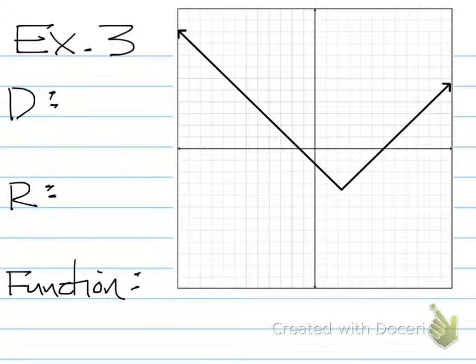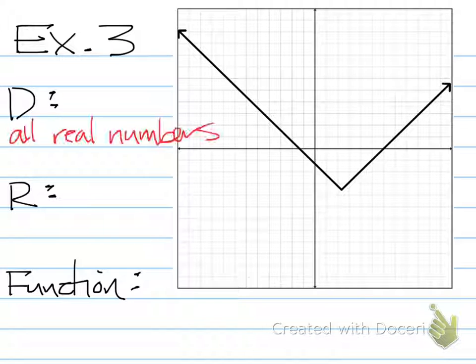Next, we have the following graph. This is actually an absolute value function. The domain, since the arrows go forever to the left and to the right, the domain is going to be all real numbers.